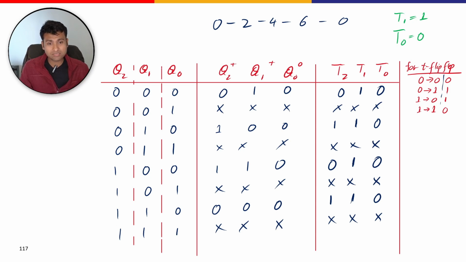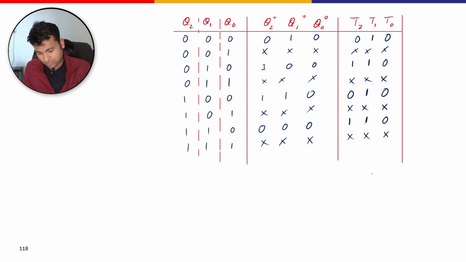But if you are scared, or if you're not able to observe, or if you want to follow the traditional route, or if the truth table is in itself very complex and you cannot simply map it by eye, then it is better to go for the K-map. So let's draw the K-map and see. The first K-map we'll draw is of T0.